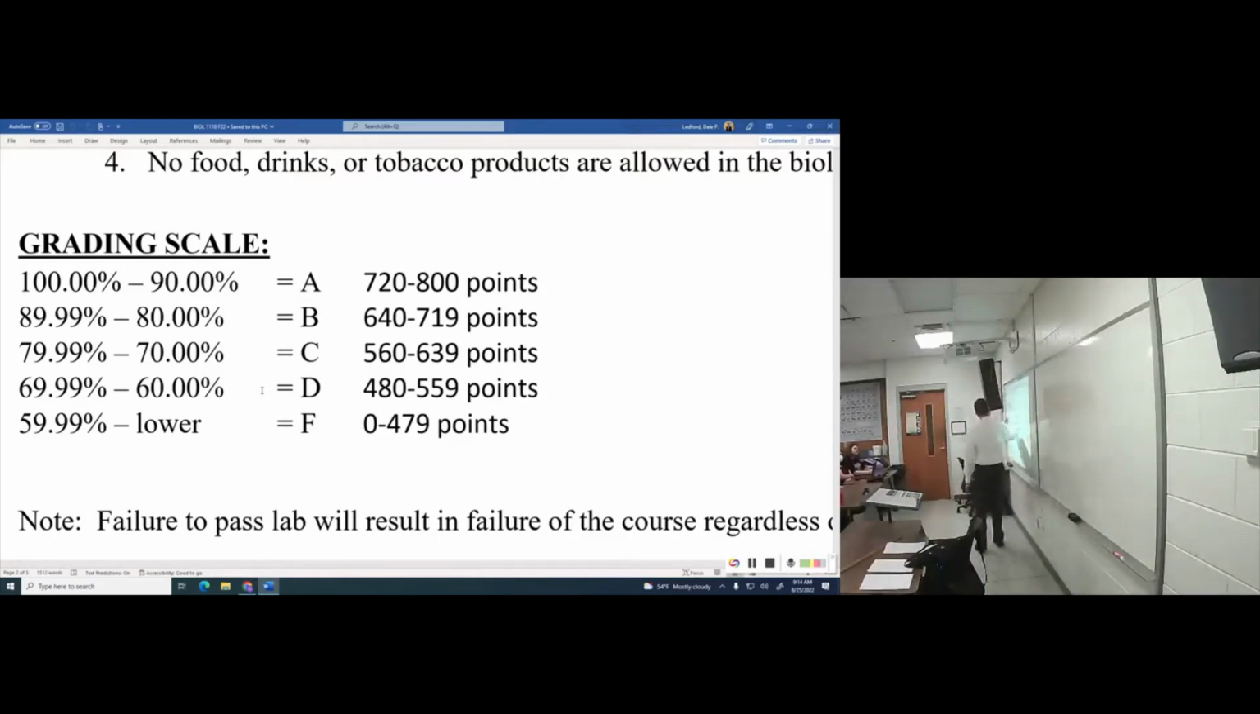This is basically how I do it. If your points lie between these numbers, you get an A. Between those numbers, you get a B. Between those numbers, you get a C. And that's how I do your grade. I also do look at percentages. I will actually look at both. They should be identical, but I do look at the percentages as well.